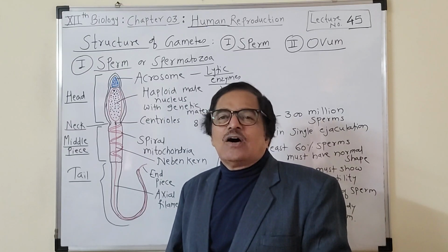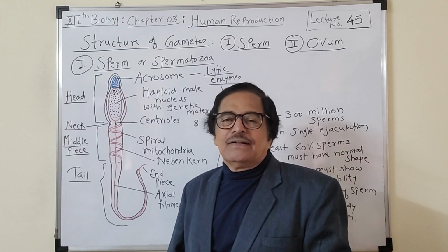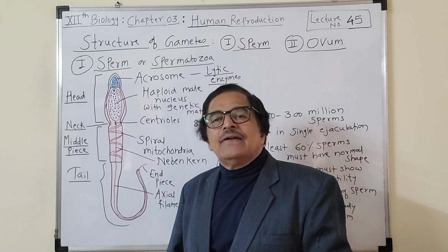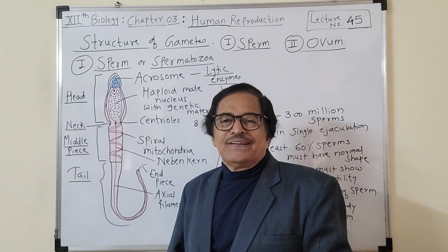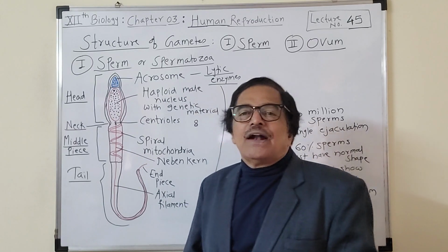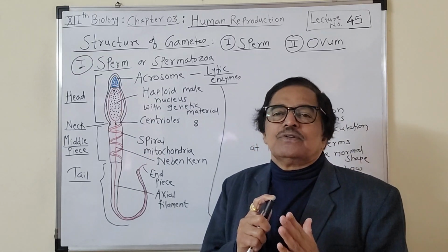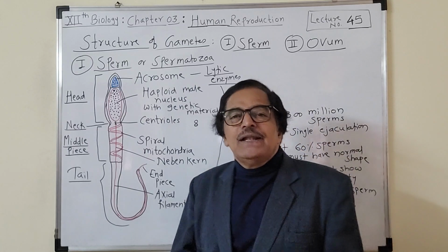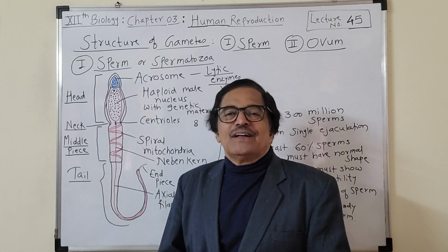And how many sperms are there in a single ejaculation done by the man during coitus? How much is it? That contains about 200 to 300 millions of sperms. Not 200 to 300, but 200 to 300 millions of sperms in a single ejaculation.